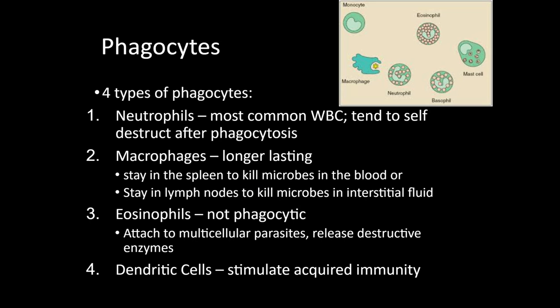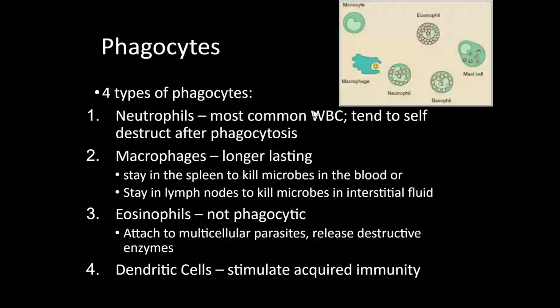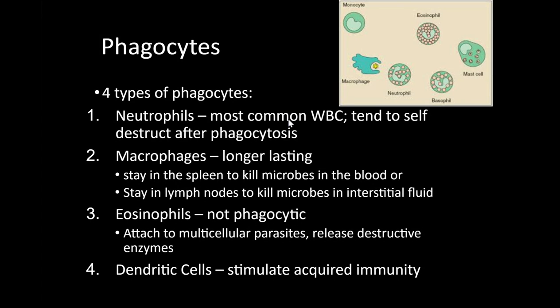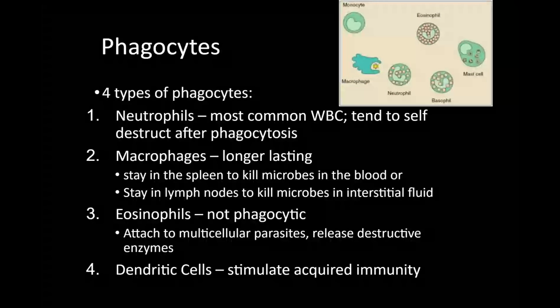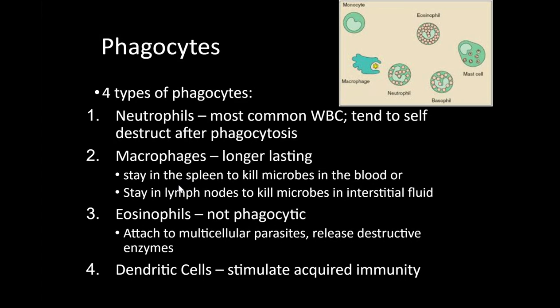So there's 4 types of phagocytes. Neutrophils are the most common. Basically, they eat things, they kill it, and then they die themselves. Macrophages, phage means to eat. So phagocytes are eating cells. Macrophages are big eaters. So they can eat more things, and they live longer, and they typically hang out in your spleen or your lymph nodes and kill things that get brought to them.